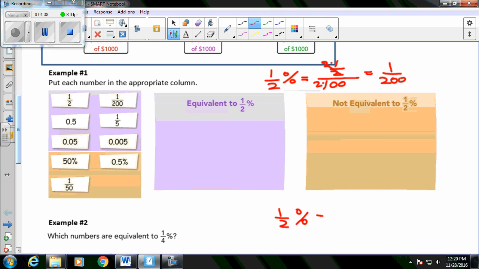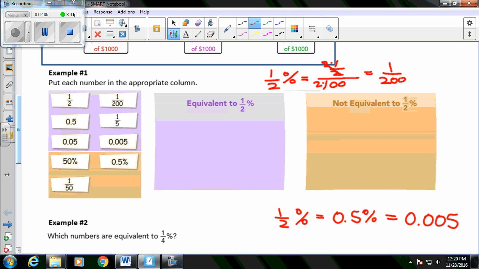The other way I can look at it: 0.5%, 1/2 is 0.5, and throw my percent sign on. To change from a percent to a decimal, I have to move to the left 2 places. Another very small number, 5 thousandths.